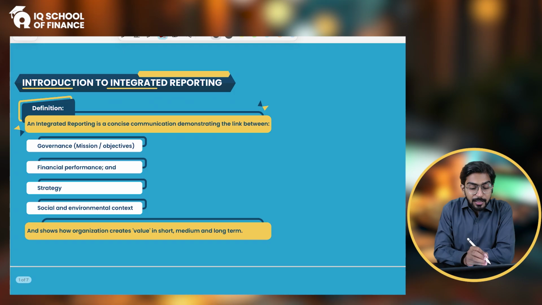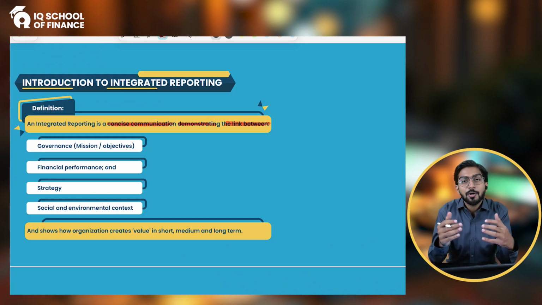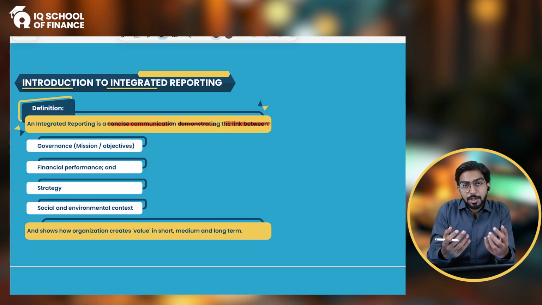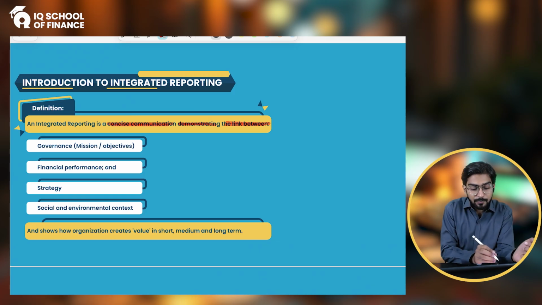It is basically a concise communication. It is a kind of disclosure from a business. And this communication is concise, all right, and this communication actually creates a link between governance, financial performance, strategy, and the social and environmental context.